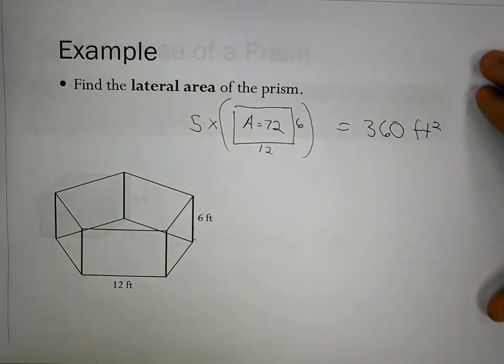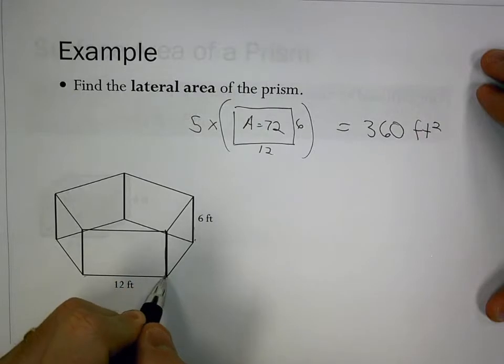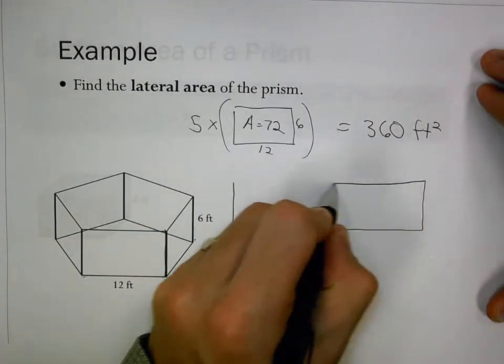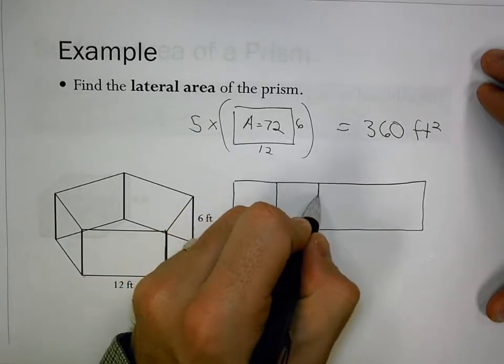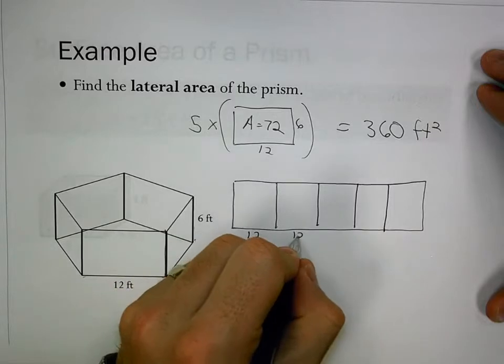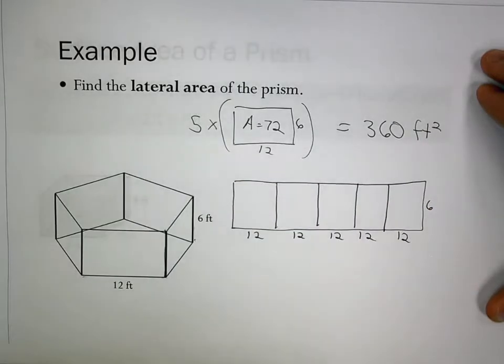And that would be perfectly fine in finding those areas of those walls, but for what we're going to do with surface area, let's look at it a little bit different way. If I was to cut this prism and open it up so all the sides were next to each other, I would have a long rectangle that could be broken up into 5 pieces. And each of those pieces would have a base of 12. And the whole thing has a height of 6.